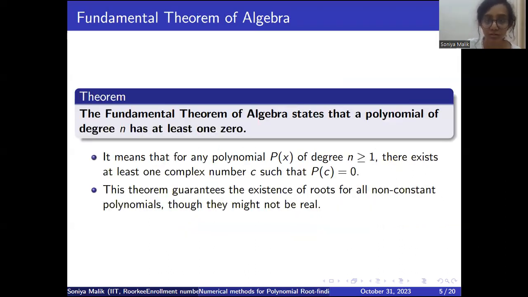So there's the fundamental theorem of algebra that says that a polynomial of degree n has at least one zero. So this theorem guarantees the existence of roots for all non-constant polynomials. They need not be real. There are some polynomials that have complex roots. If we have a polynomial that does not intersect the x-axis, it has complex roots. So the fundamental theorem of algebra states that every polynomial has at least one root, real or complex.